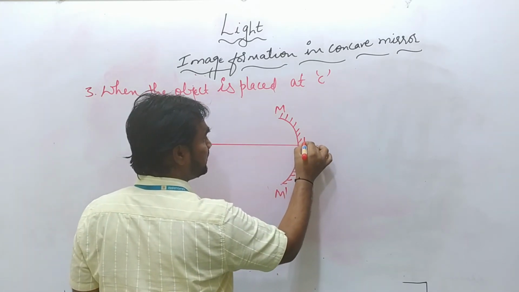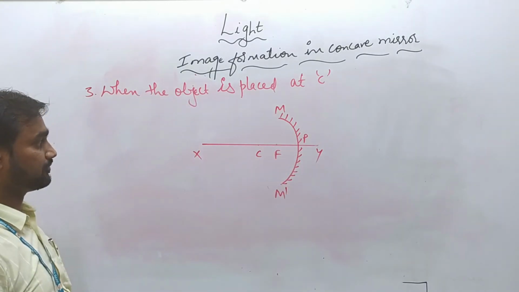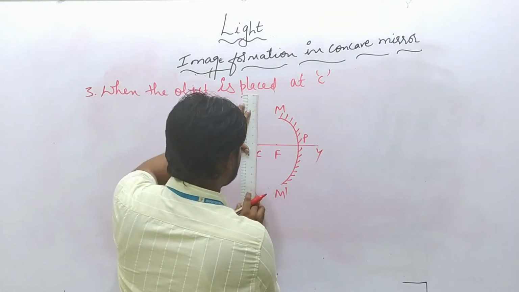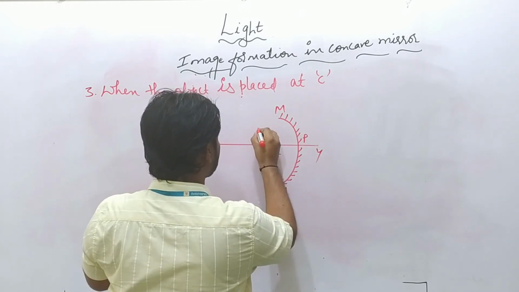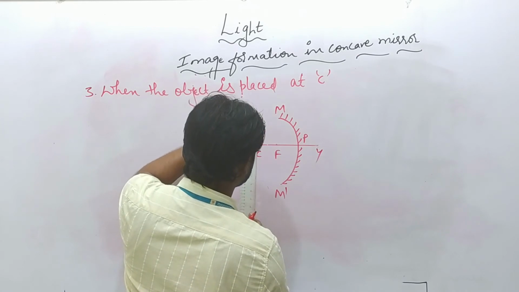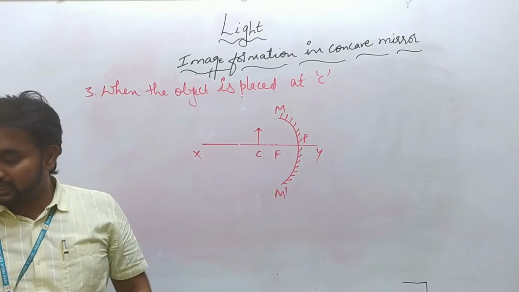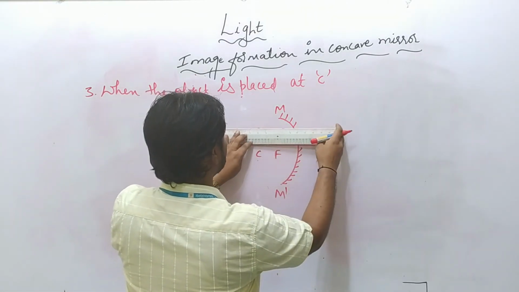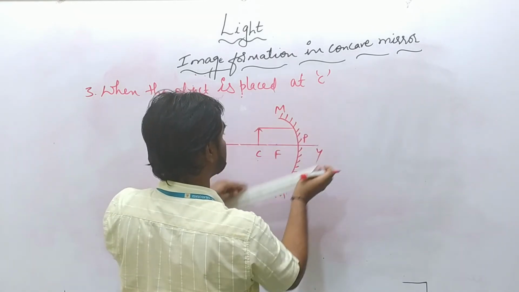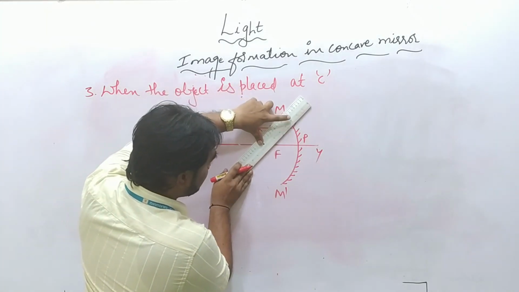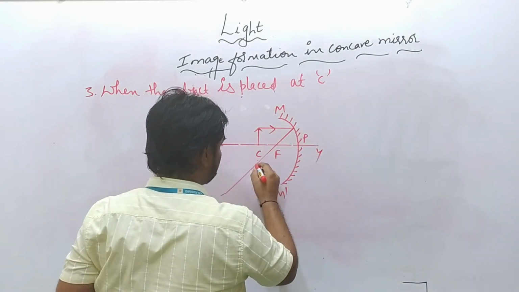Now this is P, center of the reflecting surface. Let me take C, center of curvature, and here it has F, principal focus. So now the object is placed at C. When the object is placed at C, which rules you have to follow? The same rule, the first rule, that is when the incident ray is parallel to the principal axis, the reflected ray must pass through the principal focus. I'll take the same rule, to avoid confusion.